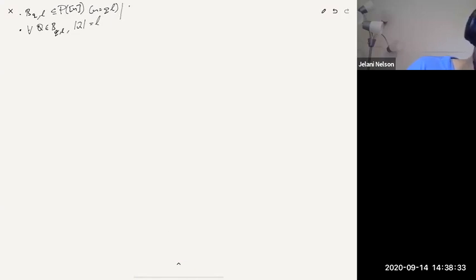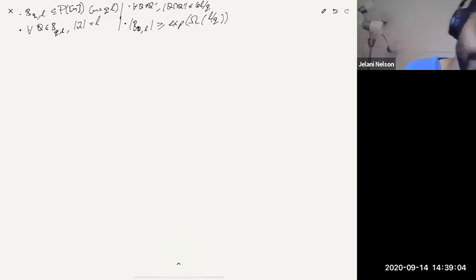What else do I know? I know that for all Q not equal to Q prime in that collection, if I look at Q intersect Q prime, that's at most 6L over Q. And I also know finally that the set is big. So the size of BQL is at least exponential in omega L over Q. Okay, so that's what I know.